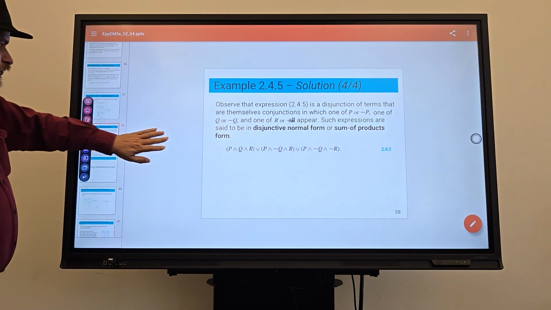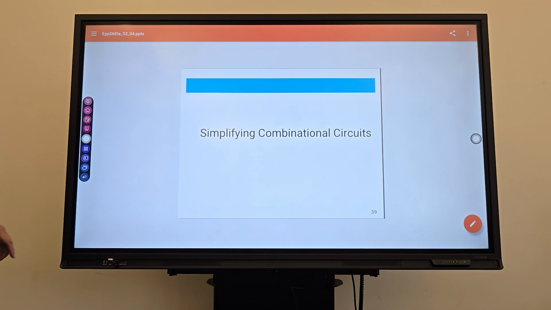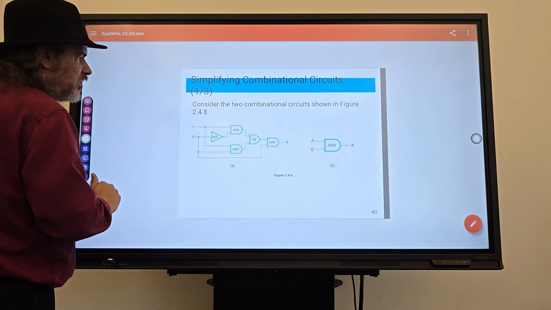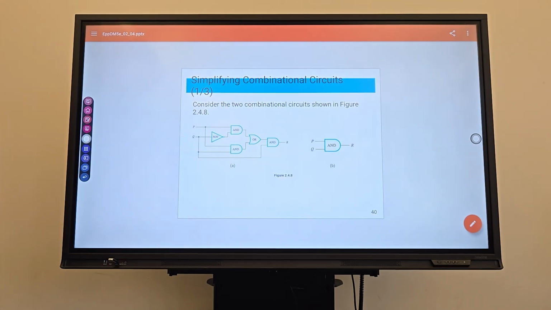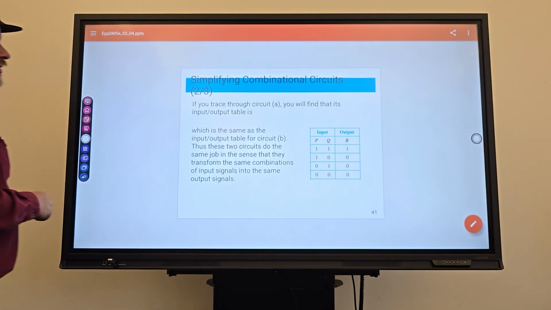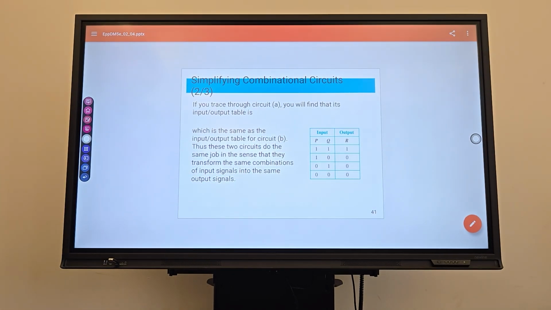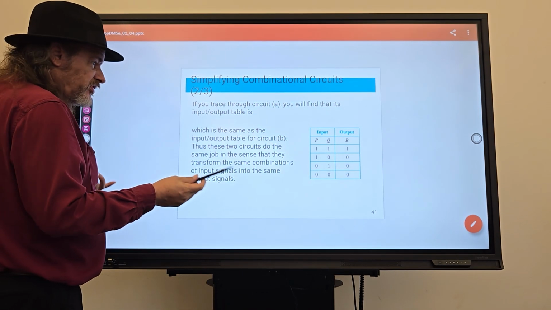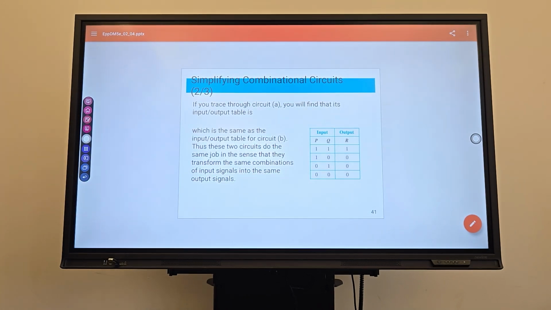All right. Now, simplifying combinational circuits. Consider these 2 combinational circuits. Are they the same? If you trace through circuit A, you get the following input-output table. Okay? And since it's the same as an AND gate, they are the same.